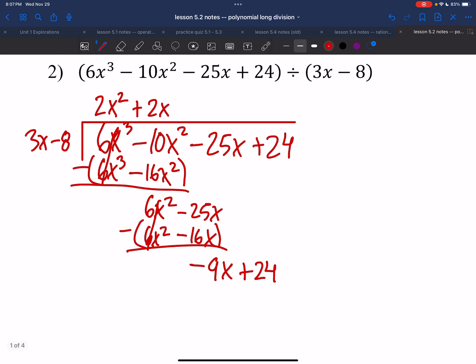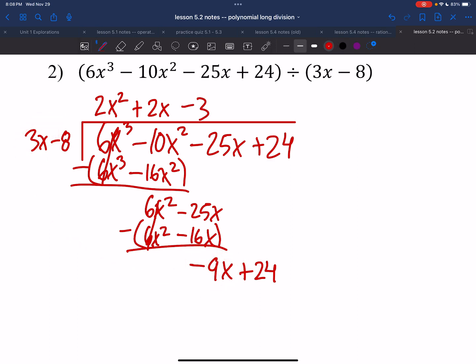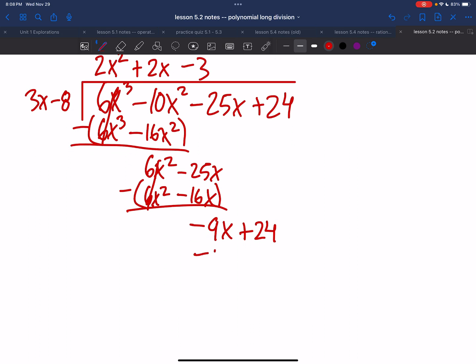And then I say, okay, 3x, negative 9x, what needs to multiply? You already have an x, so you just need 3 times something to get negative 9. That's, excuse me, that's negative 3. And so I do negative 3 times that, and I get this. And negative 3 times negative 8 is positive 24.